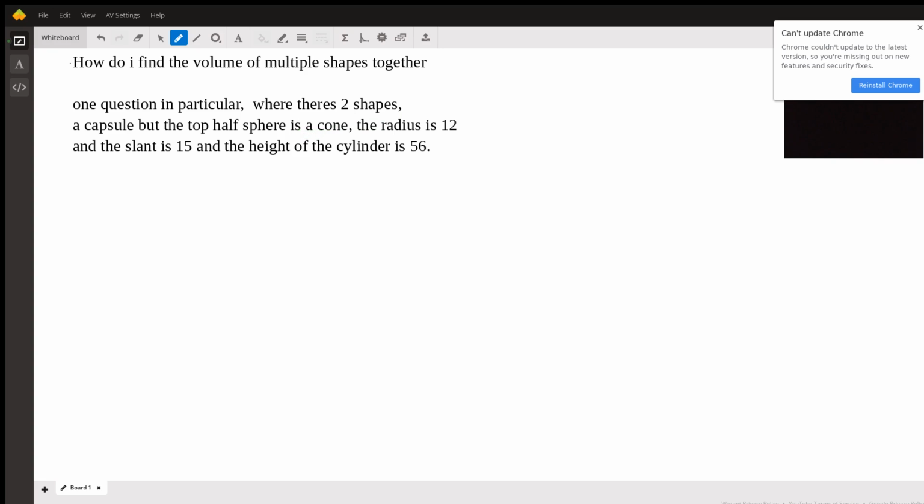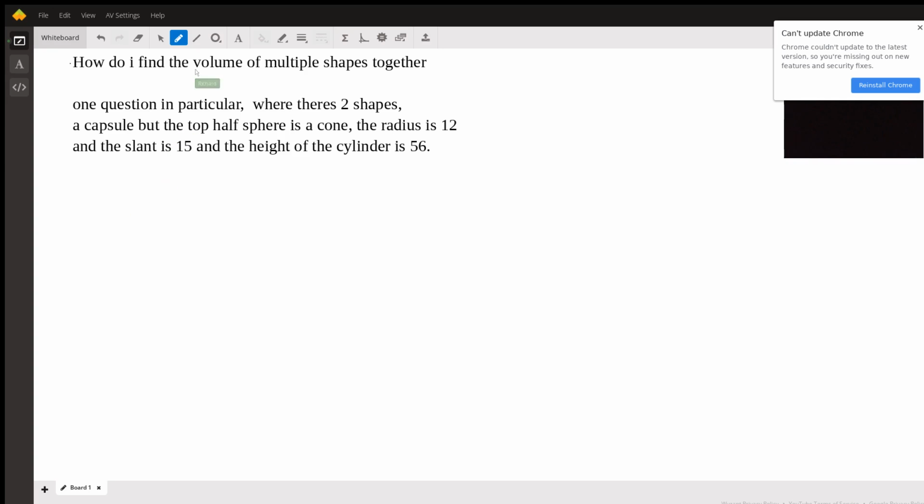It's an interesting question because this comes up a fair amount in geometry, where we have two different shapes that are combined together. These are called compound shapes. In this case, we have a cylinder, which I'm going to draw here.